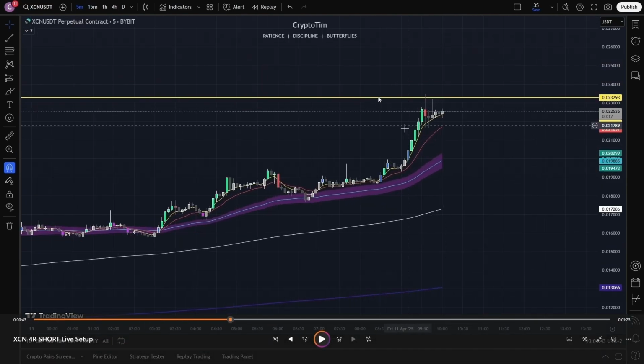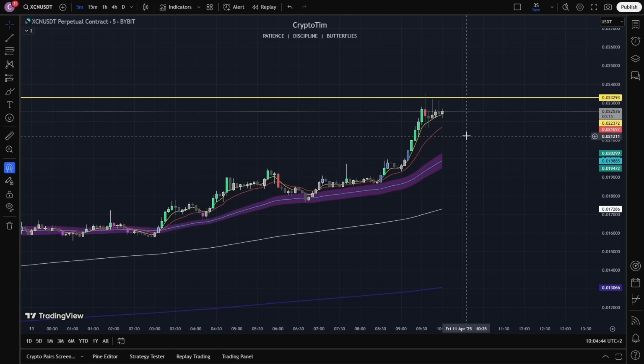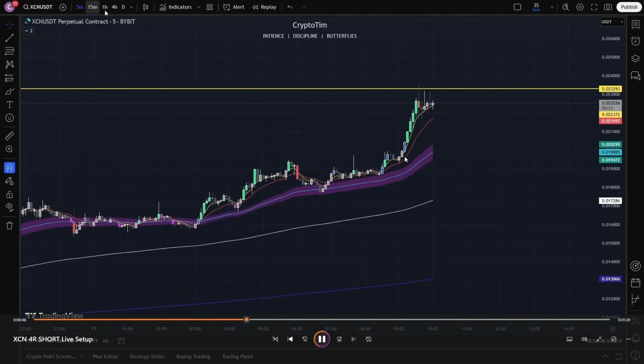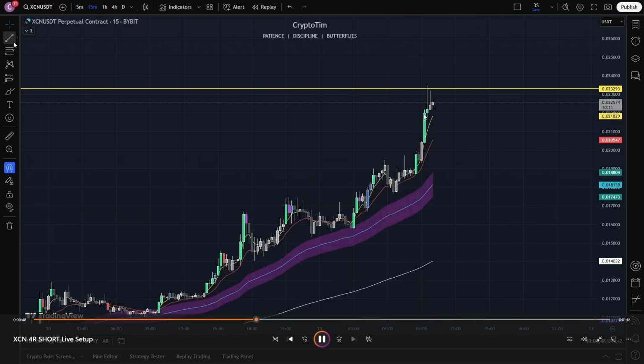We can see here this yellow line was the 382 daily fib level. We did wick into it with a red vector candle, which gave me some type of confidence that we could see some type of reversal right there. The moves up to it were also all vector candles.